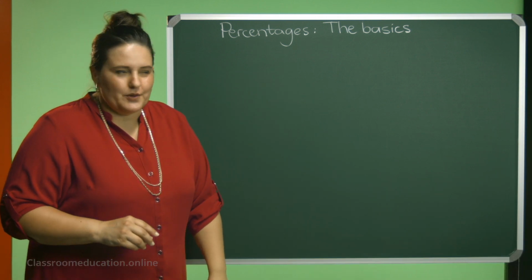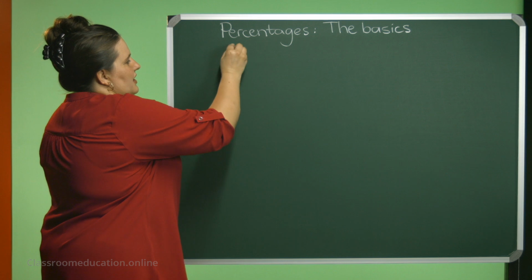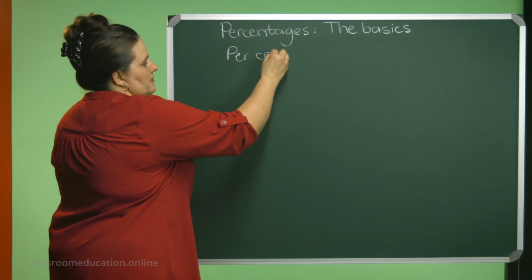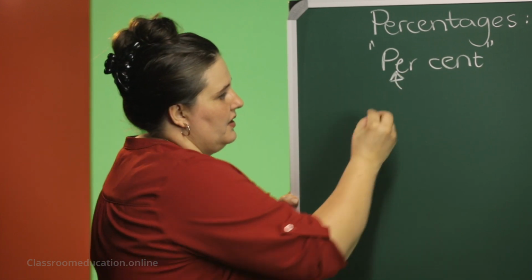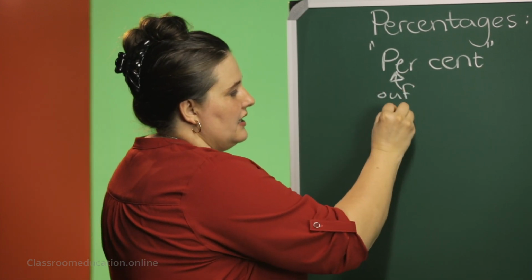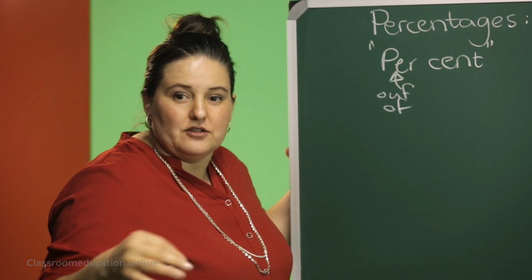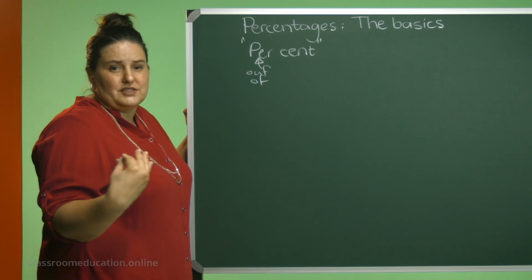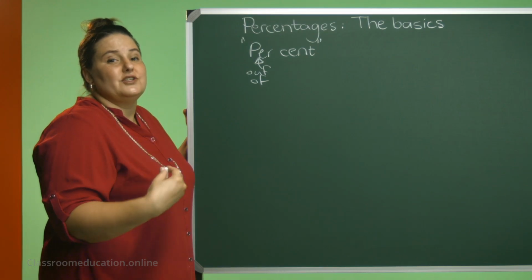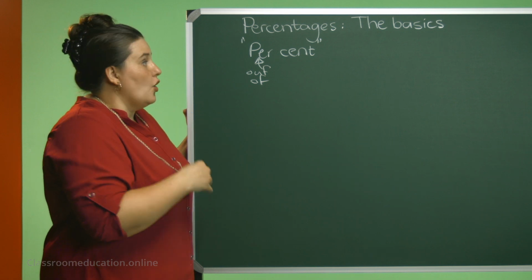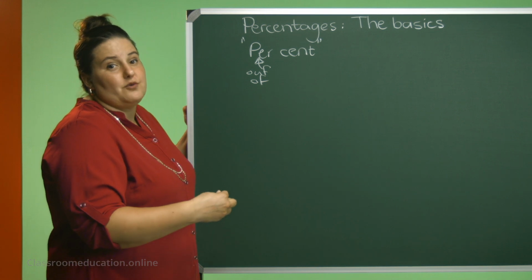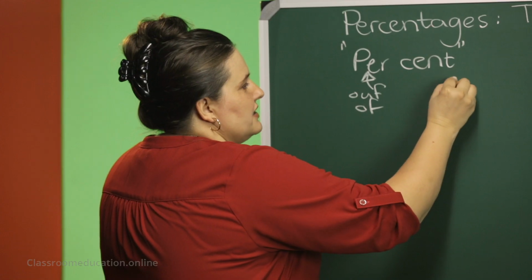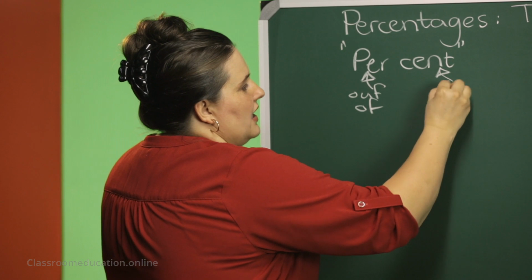Let's have a look at the word. Percentages comes from percent. And in percent, the per means out of. So it's out of. And the cent, if you think about rands and cents, maybe if you're in South Africa, there is 100 cents in a rand. Or you can think of the word century, and century will be 100. So this is out of 100.